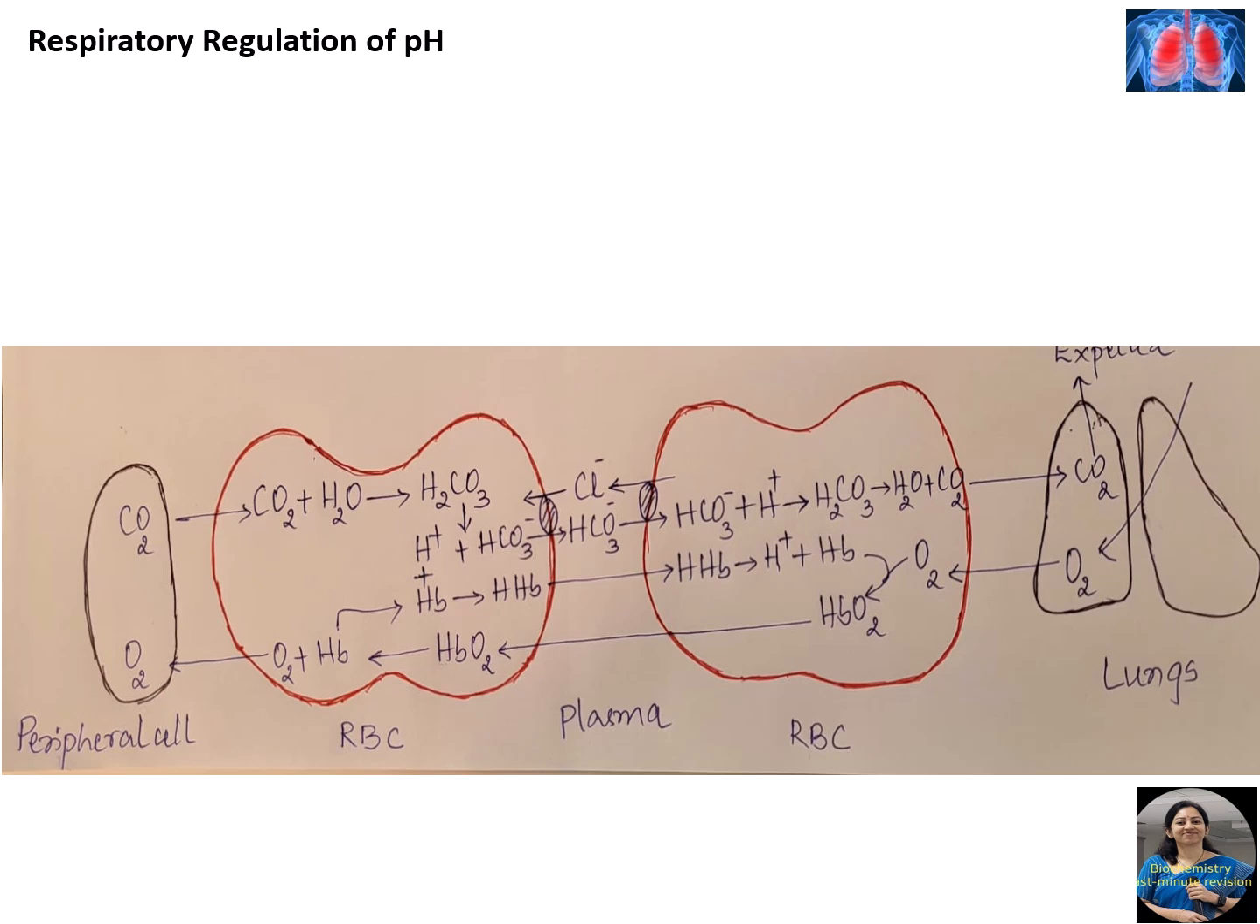Now what happens to the capillary network at the level of lungs? There occurs reversal of the chloride shift. Chloride ion moves out and the bicarbonate ion moves inside the erythrocytes at the level of lungs.